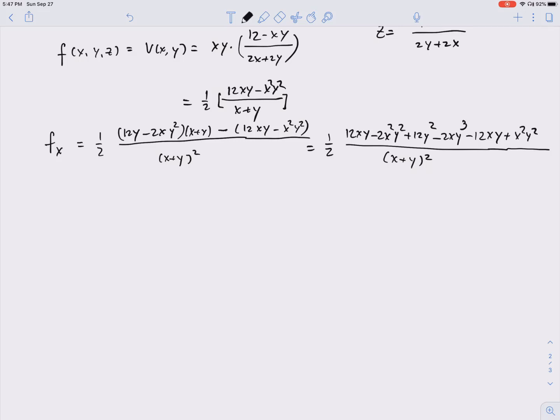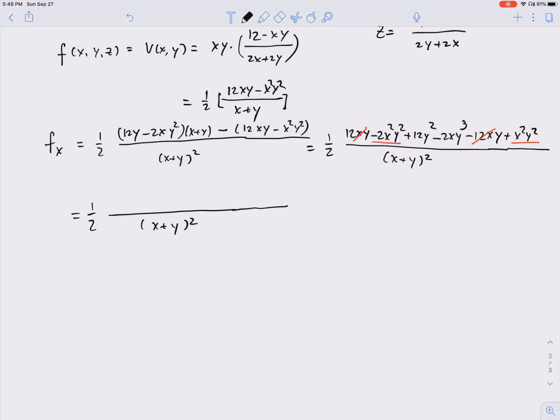So now let's try to simplify. We are going to have negative 12xy, positive xy cancel. And then we will have negative 2xy squared and positive x squared y squared, actually they are combined. And then just let's make one more step, and this is going to be 1/2, and denominator is going to be x plus y squared. We need to be extremely careful, look back to see if we have done anything wrong. I think we are fine.